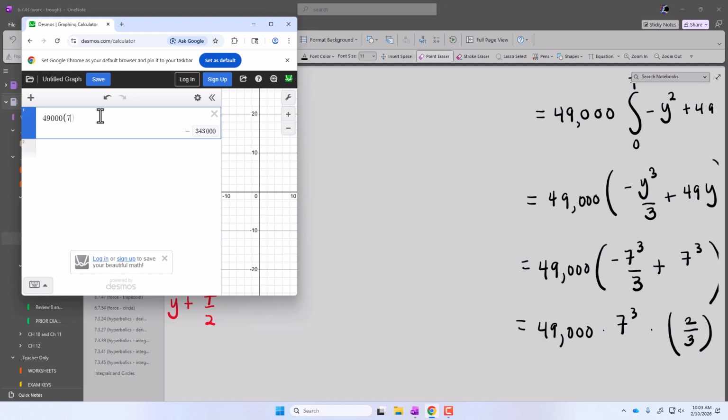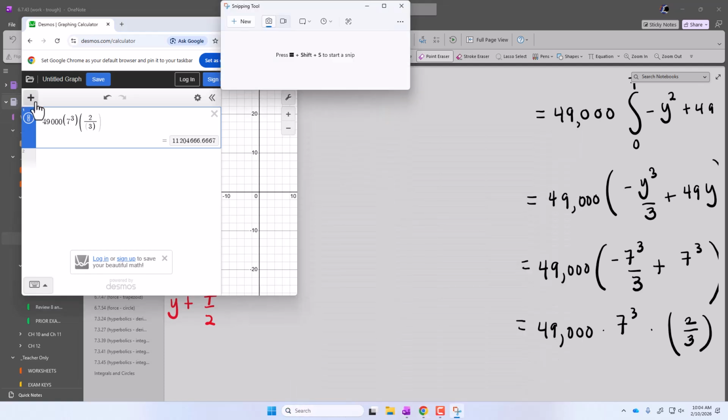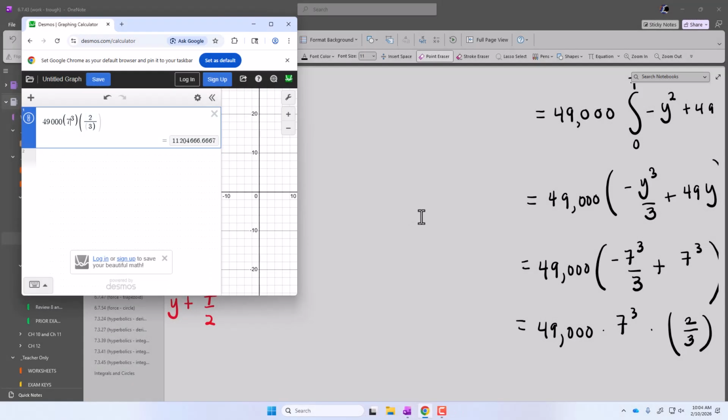Seven cubed. That's not 7 cubed. And then multiply by 2/3. It doesn't like something. Oh, it doesn't like that thing. 7 times a flying 3? Yeah, it's not going to like that. So that is our answer.